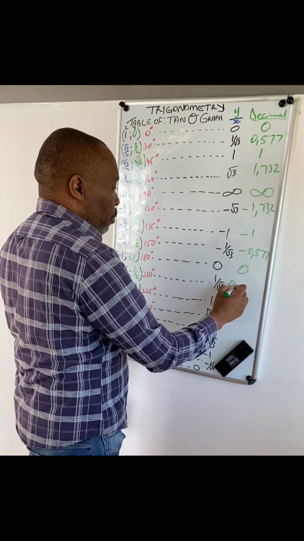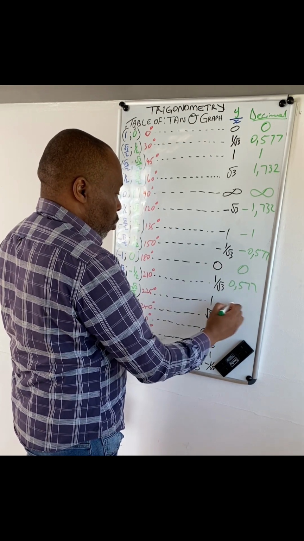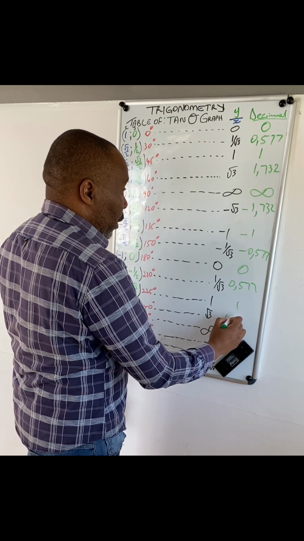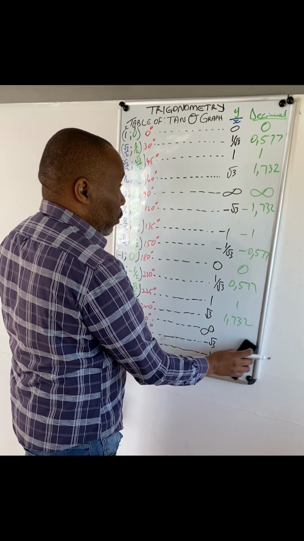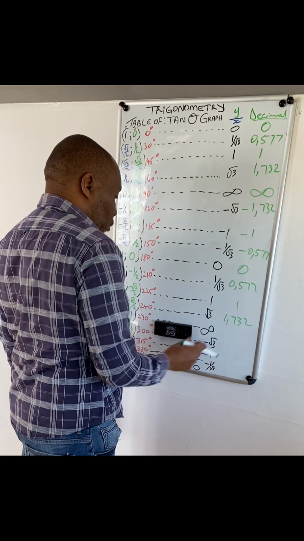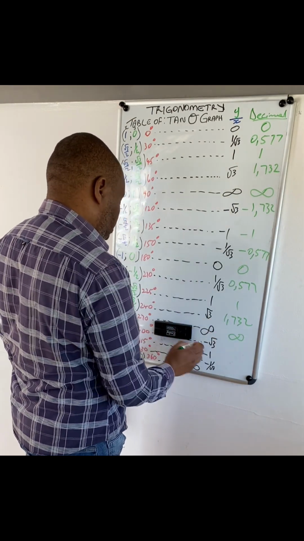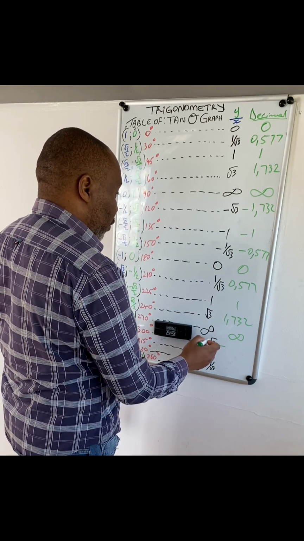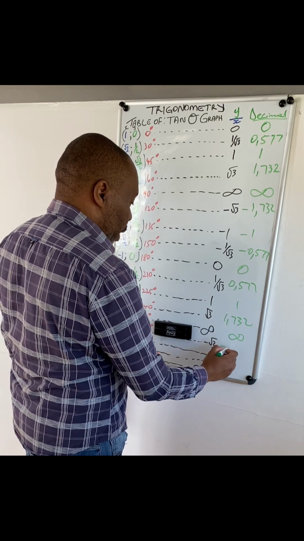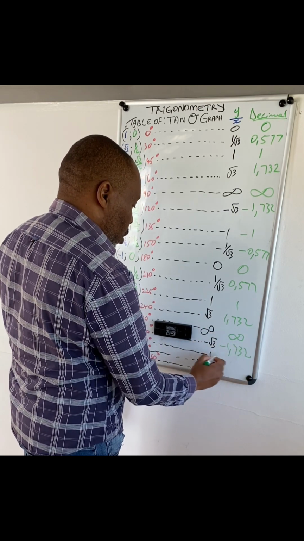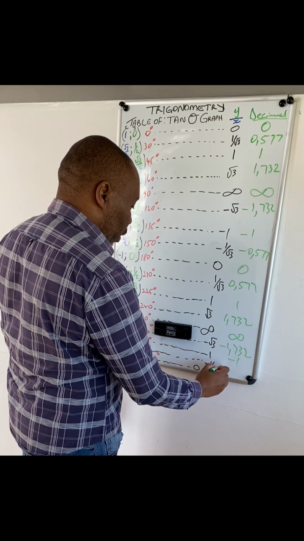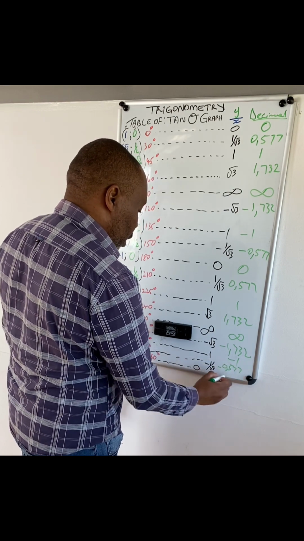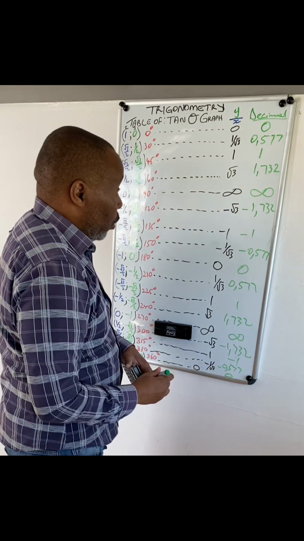It becomes 0.577, goes back, 1 is 1, and this is 1.732. Undefined again at 270. Minus root 3 would be in the fourth quadrant. Minus root 3 would be minus 1.732. Minus 1 is minus 1. Minus 1 over root 3 is minus 0.577. 0 is 0. So these are the decimals.